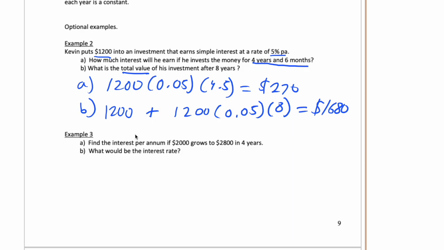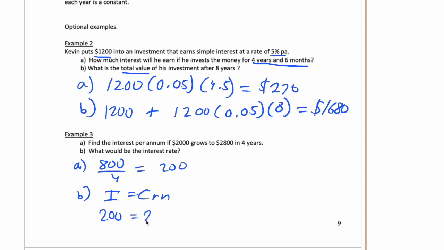Okay, and the next one, find the interest per annum if 2,000 grows to 2,800 in 4 years. So that's $800 over 4 years. So that's just 800 divided by 4, which equals $200 interest per year. In part B, we can still use the formula I equals CRN, and we can put in 200 for the I. The initial amount is 2,000.